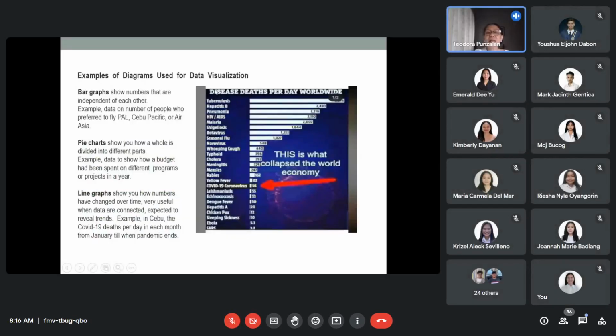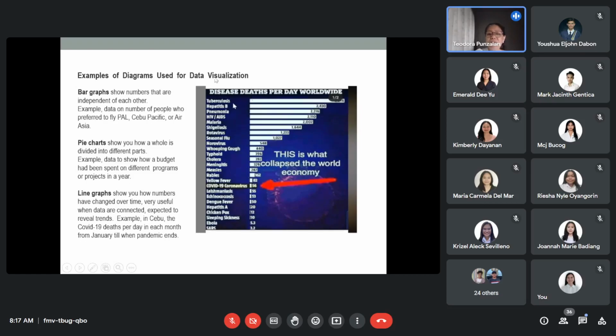and if you notice, the bars are already arranged. Because, look at the title. Sorry, wala si figure something and then diretso lang sa title, disease deaths per day worldwide. Okay, so to catch our attention on the leading diseases, okay, that cause more deaths.